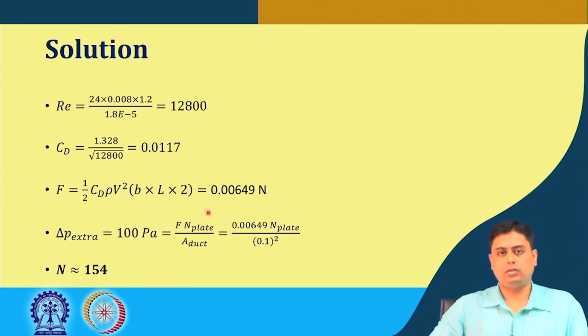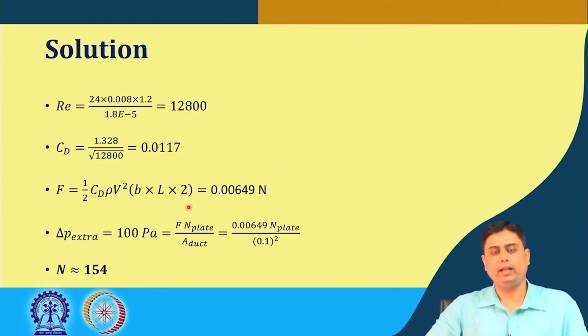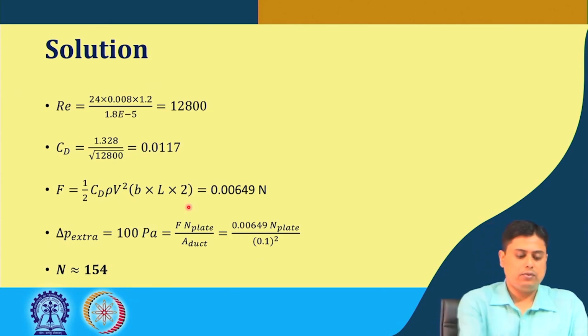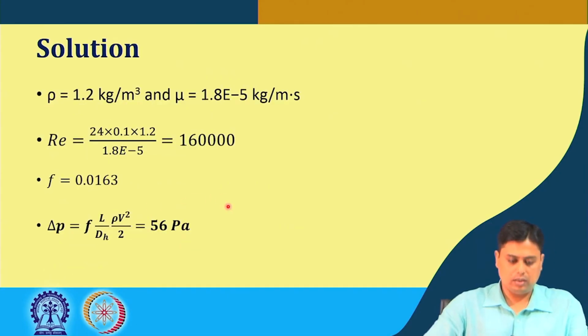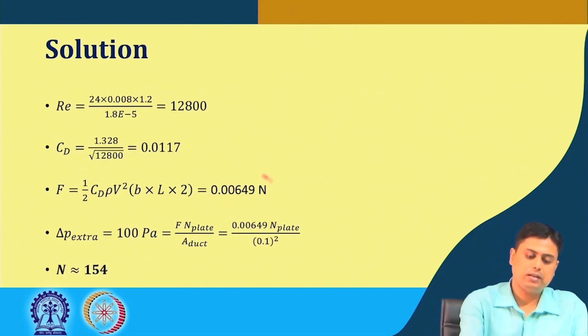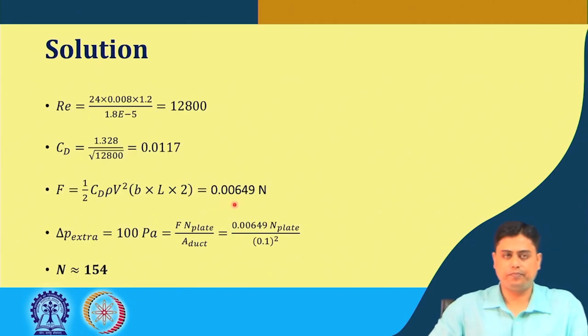The drag force equation, FD is CD multiplied by half rho v square multiplied by the area on which it is acting. Now here the flat plates are in line with the airflow, so both the top and bottom surfaces are exposed for this drag force to act. Therefore the total drag force on a single plate is this value.